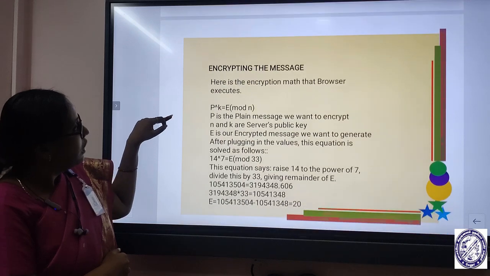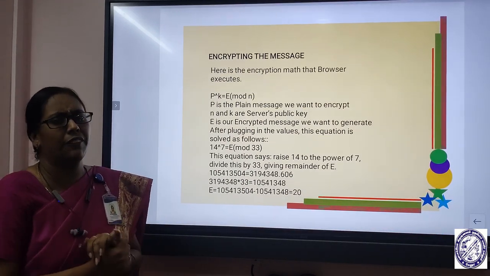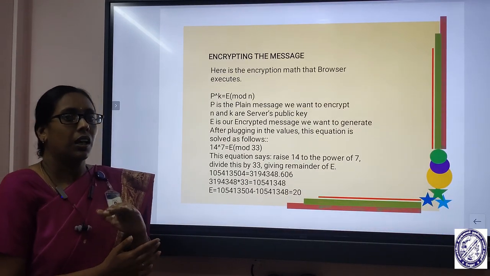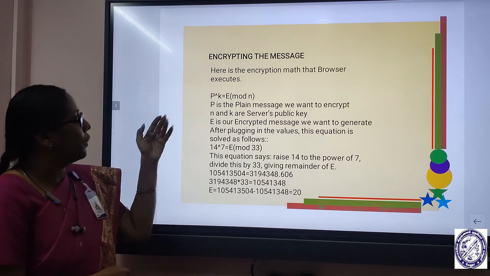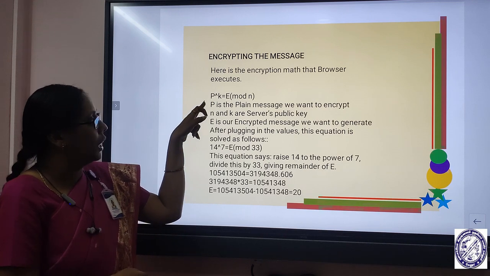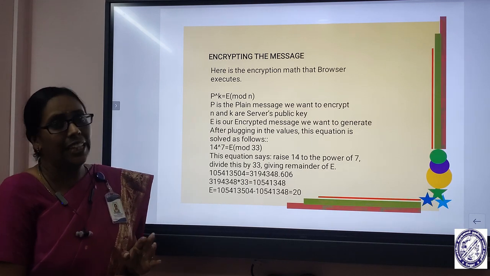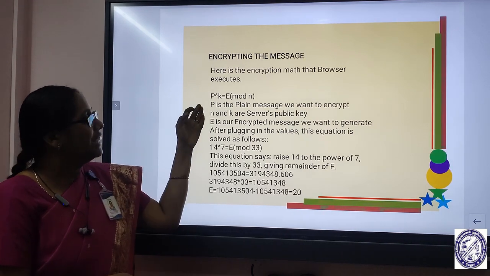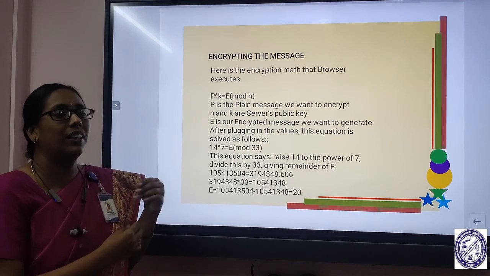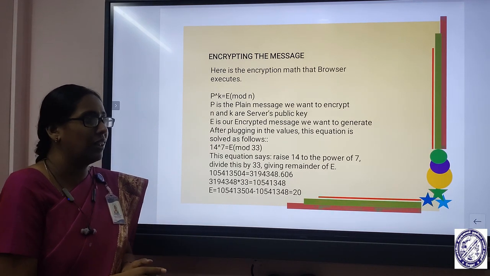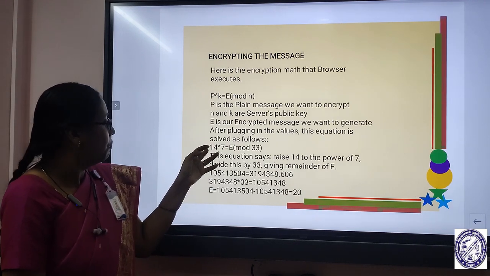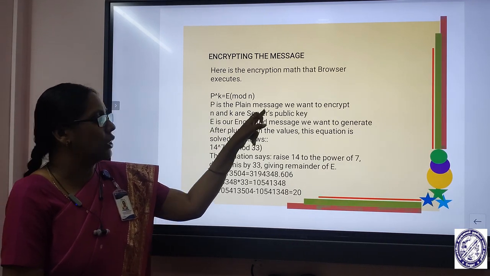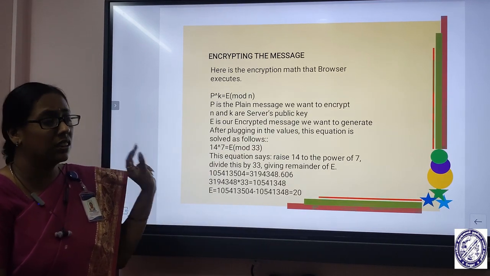Then we now found the secret key. Now we need to encrypt the message. So here is the formula: P to the power of k mod n equal to E. Here P is the plain message. We can choose any number, 14 or 16, 17, any number. Here I will choose 14. 14 as the P. P is the plain text we want to encrypt.